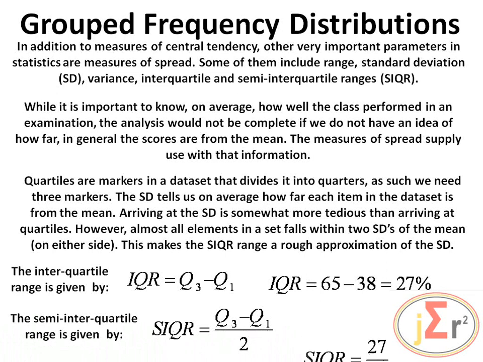The semi-interquartile range is given by Q3 minus Q1 divided by 2. But we know what the interquartile range is already. It's 27. So we divide that by 2 and we get the semi-interquartile range, which is 13.5%.